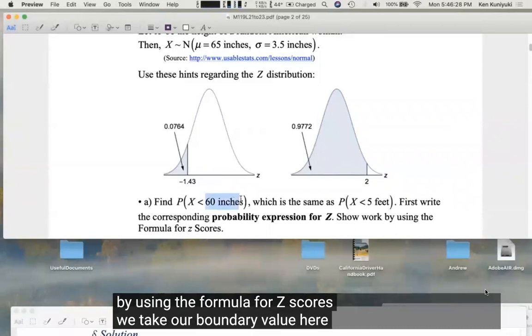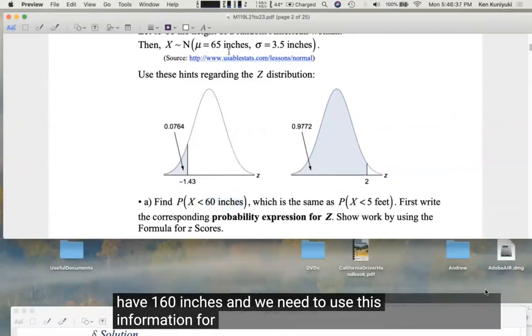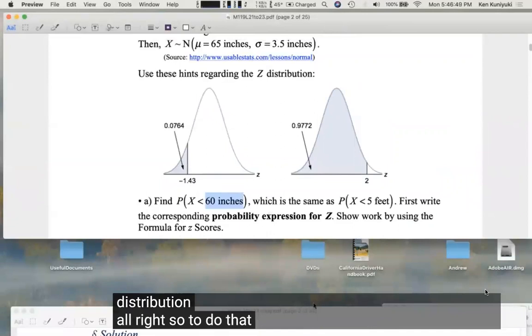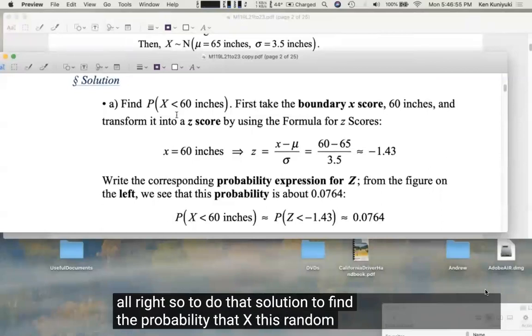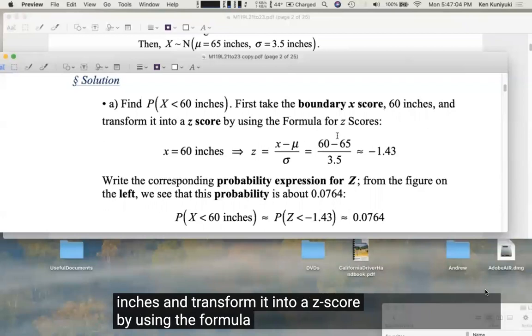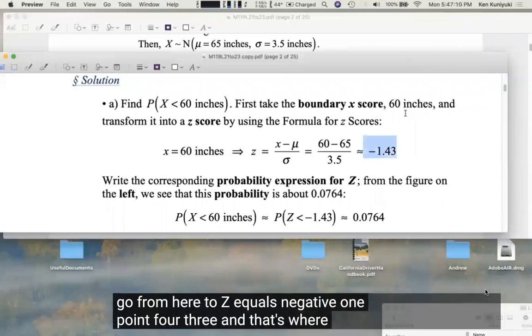We take our boundary value here, 60 inches. Sometimes we have two boundary values; in part A, we only have one. We need to use this information for this normal distribution to standardize this x-score and turn it into a z-score for a standard normal distribution. So, to find the probability that this random woman's height is less than 60 inches, take the boundary x-score, 60 inches, and transform it into a z-score using the formula. We go to z equals negative 1.43, and that's where the hint comes in.